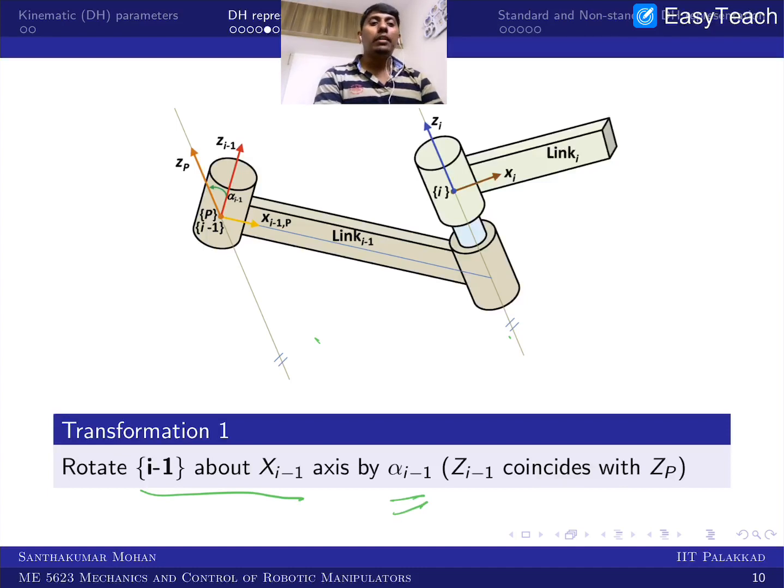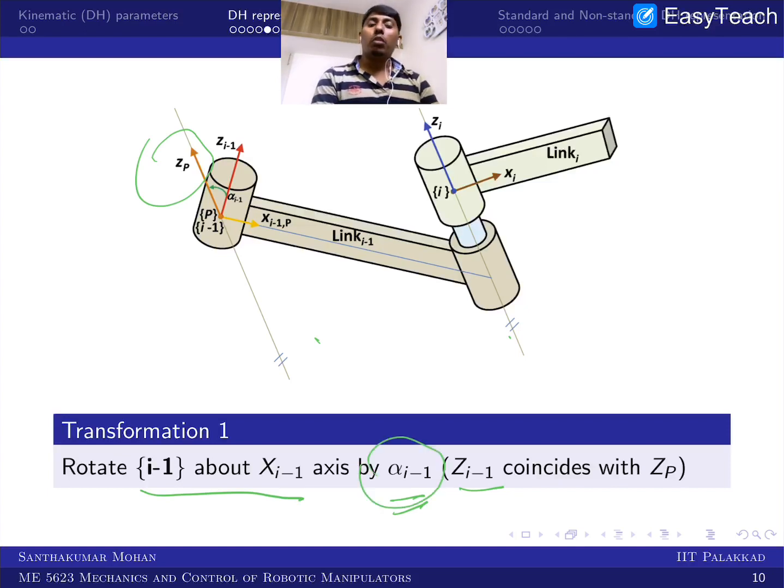So zi and zi-1 are parallel. Now I don't want to give the same name, so for the parallel axis with respect to zi and zi-1, I am giving another name called zp. In the sense, zi-1 coincides with zp if I rotate this.